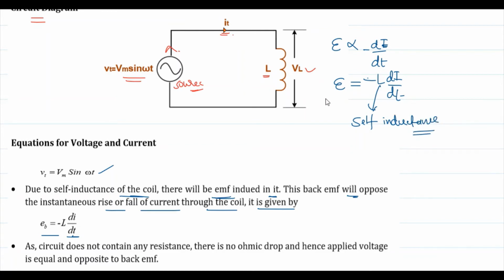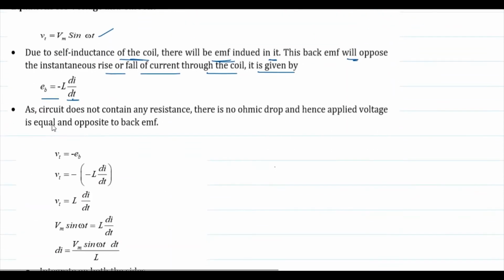Self-inductance: as there is only one coil here, there exists a self-inductance. So the EMF induced in this particular coil is given by E is equal to minus L di by dt. Here we are representing that as EB is equal to minus L di by dt, right?